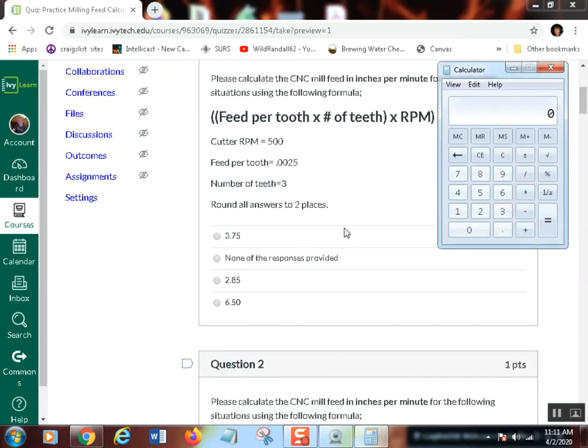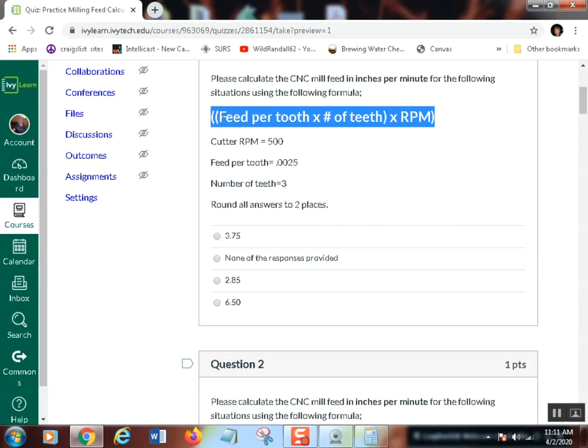Ready, go. So it says recommended. Here's what we do: I give you the formula. Now I won't always be doing that, but here's the formula right here. You're going to take the feed per tooth times the number of teeth. Notice I have that in parentheses. That means do that first. Then you're going to take that number and multiply it times your calculated RPM. That's really all there is to it, and you're going to get feed.